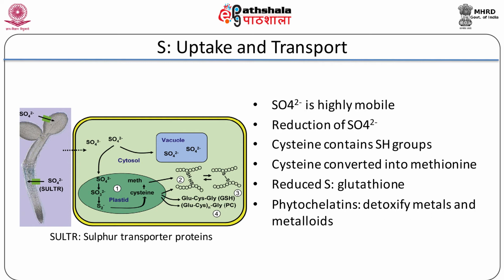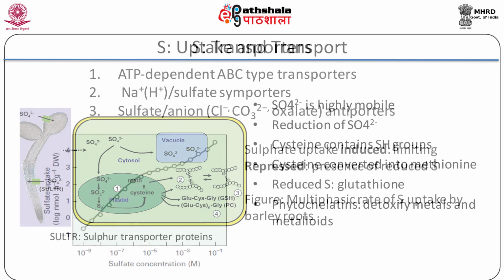Reduced sulfur shown by 3 is mainly distributed around the plant as the tripeptide glutathione. During many stresses, glutathione-based phytochelatins or PCs are synthesized which detoxify metals and metalloids.